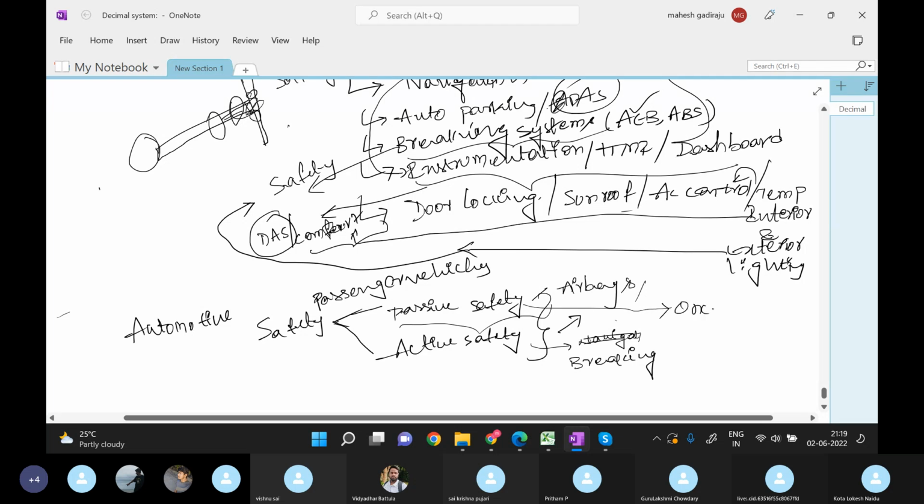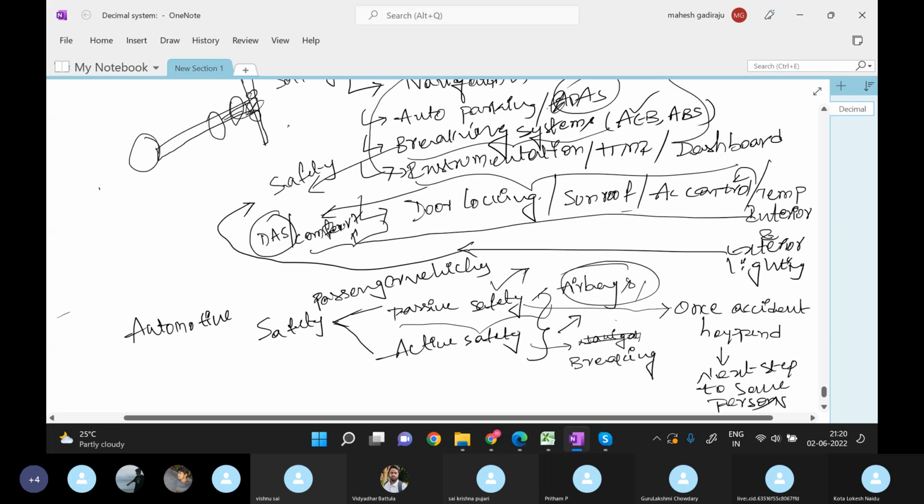Once the accident has happened, then what is the next step to save the persons inside the vehicle? That is what passive safety is. So correctly, someone said airbags are one of the passive safety systems.